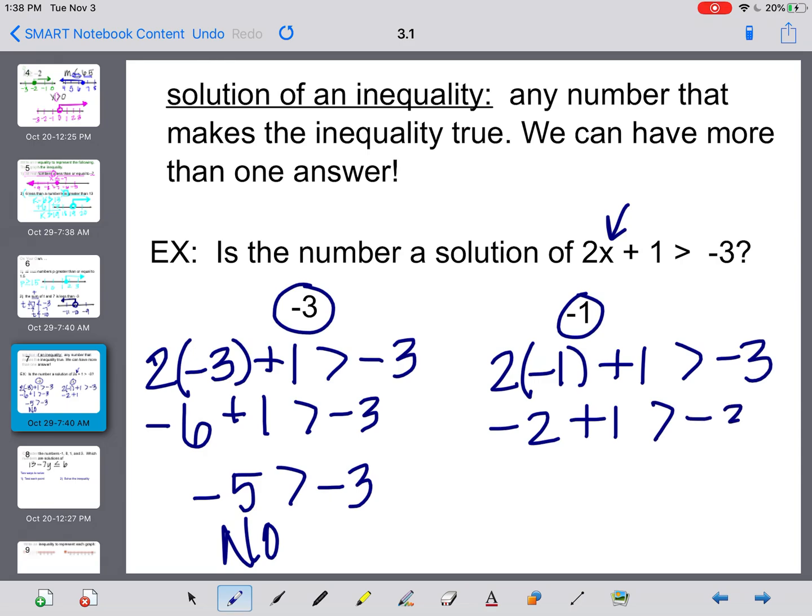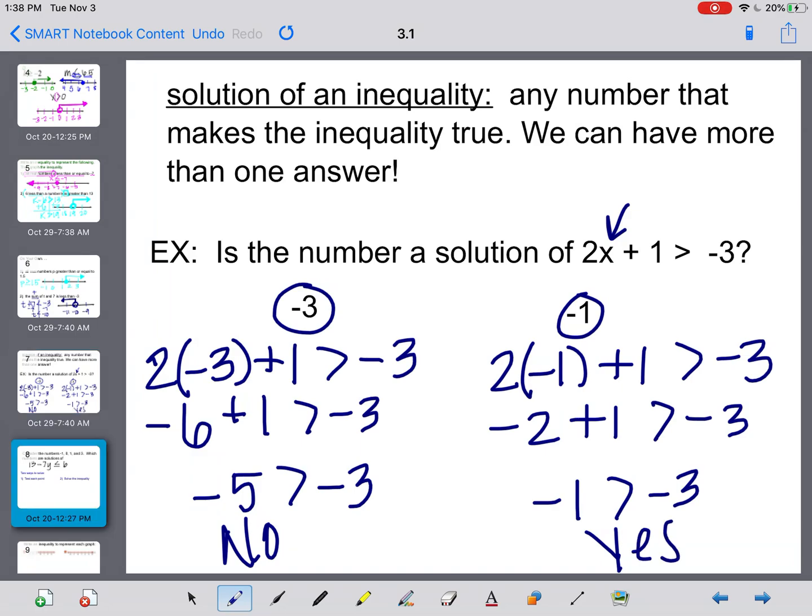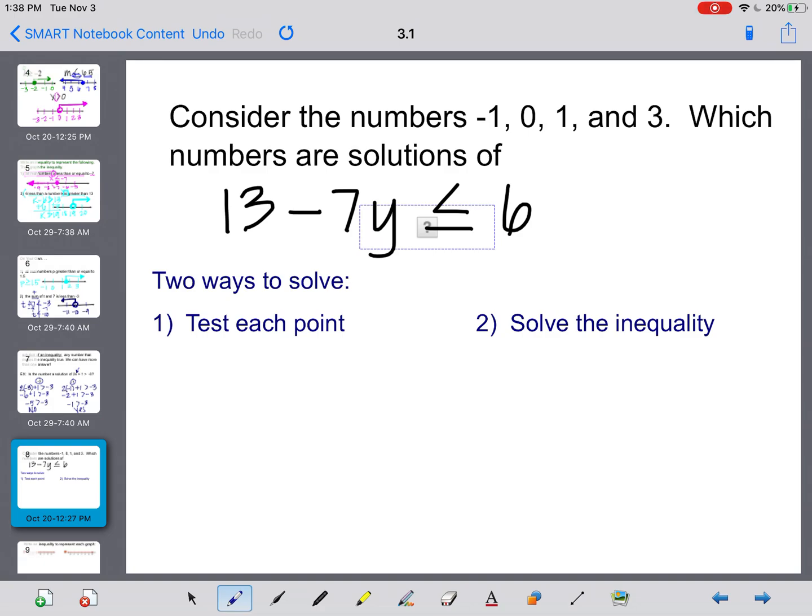Then we're going to try -1. 2 times -1 plus 1 is greater than -3. -2 plus 1 is greater than -3. -1 is greater than -3, and that is true, so -1 is a solution.